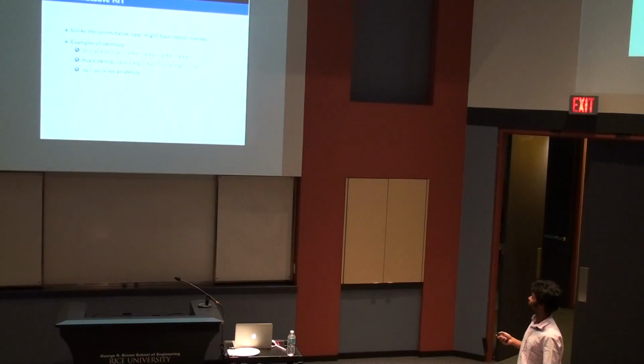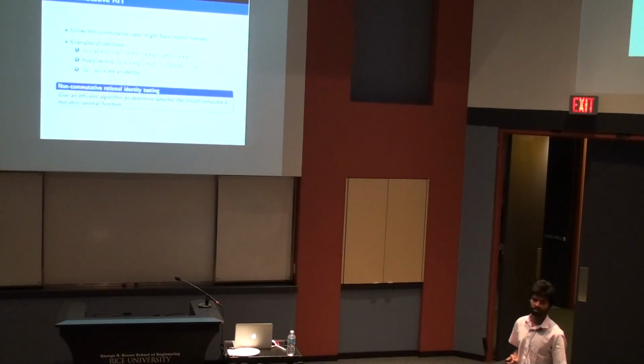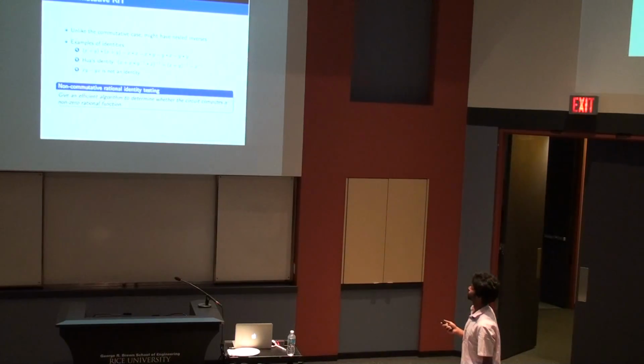And here's the main example of something that's not an identity anymore: x y minus y x is not an identity anymore in this situation. And non-commutative rational identity testing is to say, can you give me an efficient algorithm to determine whether the circuit computes a non-zero rational function? The same question as in the commutative case, but in a slightly souped up setting.